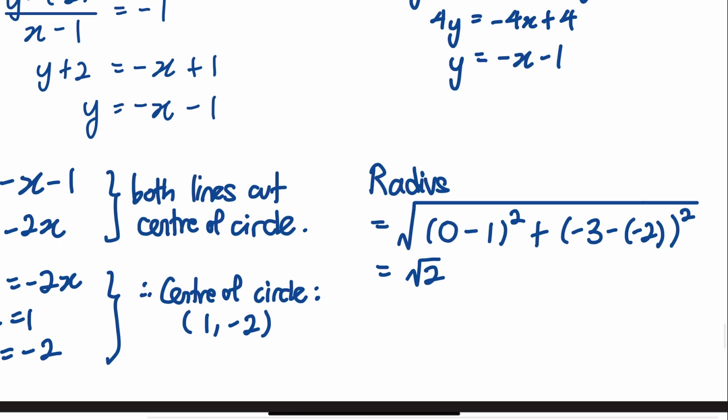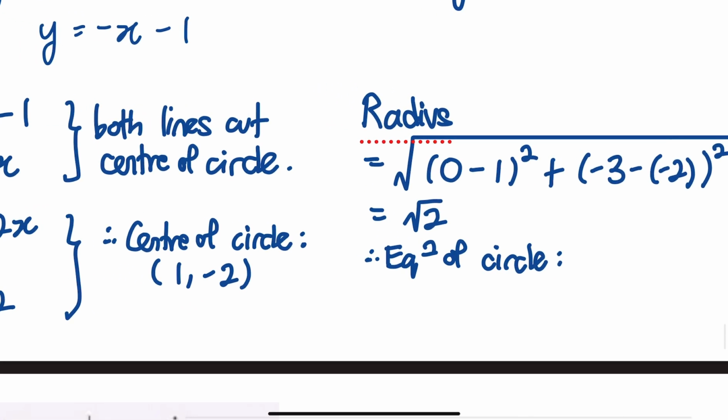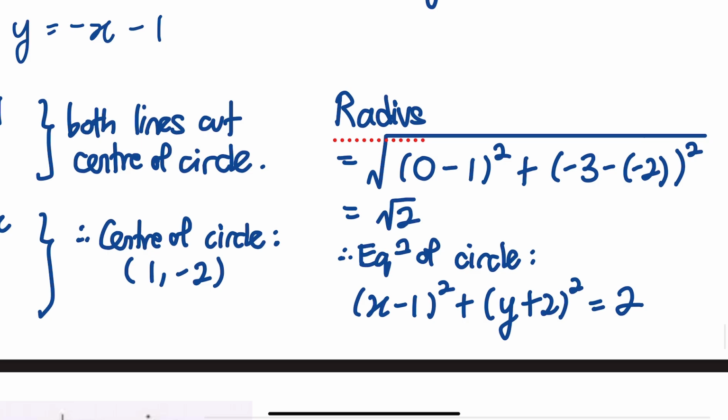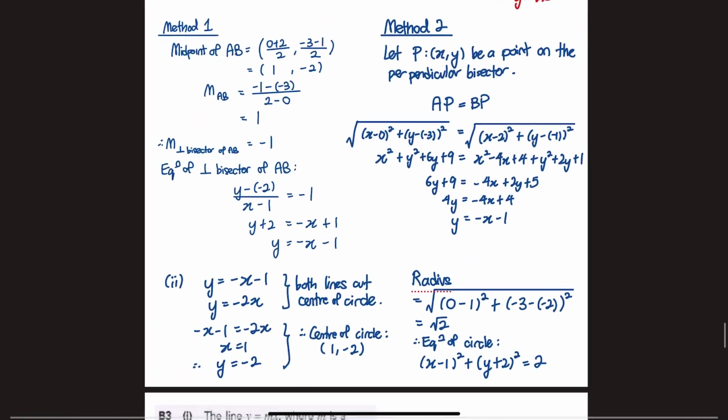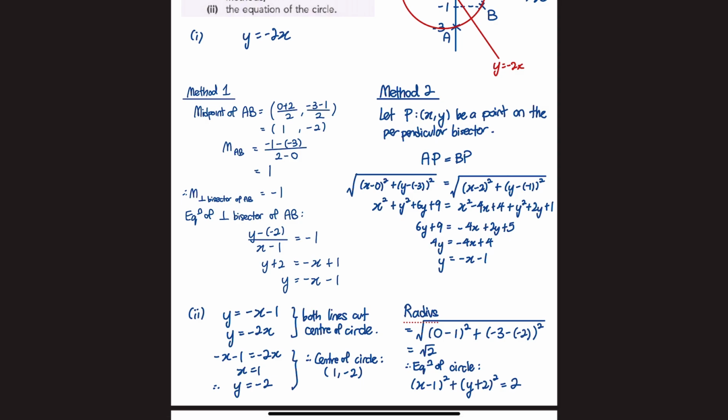So therefore, the equation of the circle, the final answer to this question, is simply (x minus 1) squared plus (y plus 2) squared, the whole thing equals root 2 squared, which is equal to 2. Okay, and that's our final answer to question 2. Okay, so let's move on now to question 3.